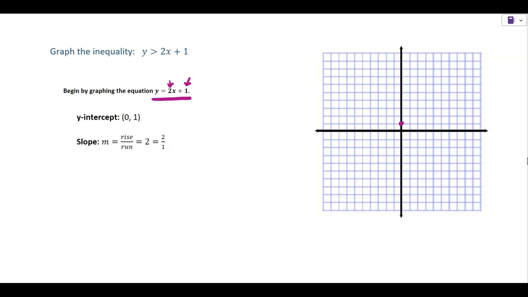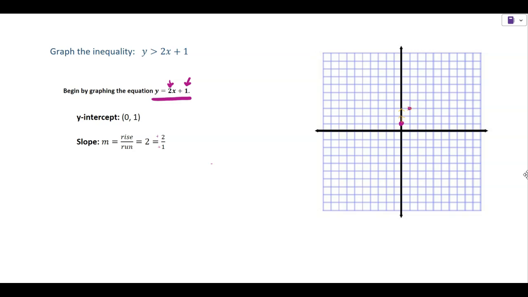I'm going to use rise over run, where I'm going to rise 2 and run 1. There we go. So from my initial point (0, 1), I'm going to rise 2 and run 1, and this gets me to the next point that I'll plot.